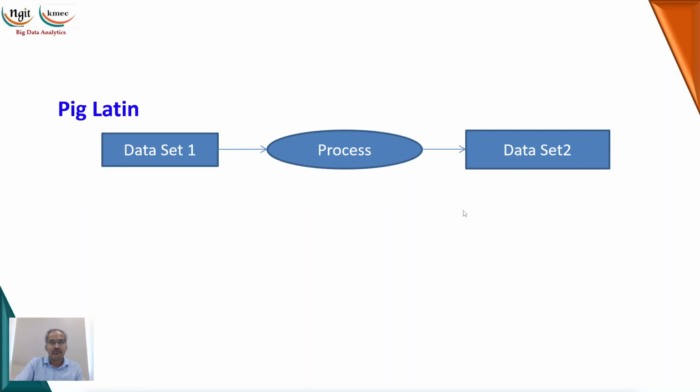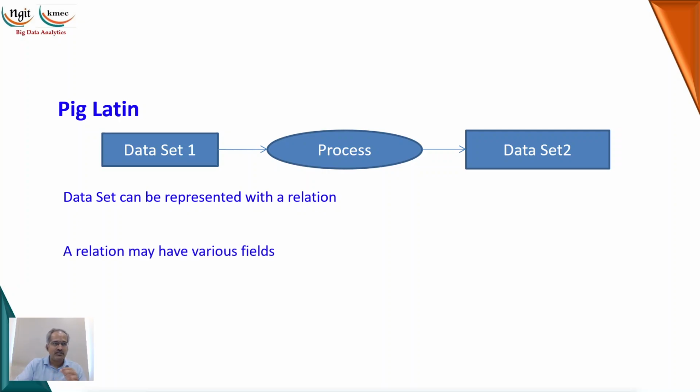So that is the data flow language. Okay. And now, what is this data set 1, data set 2? This is represented as a relation. The data set can be represented as a relation here. This is one relation, this is one relation. A relation will be given as the input to the process. That process will process it and create another relation. The relation may have several fields again. What those fields are, we will discuss.